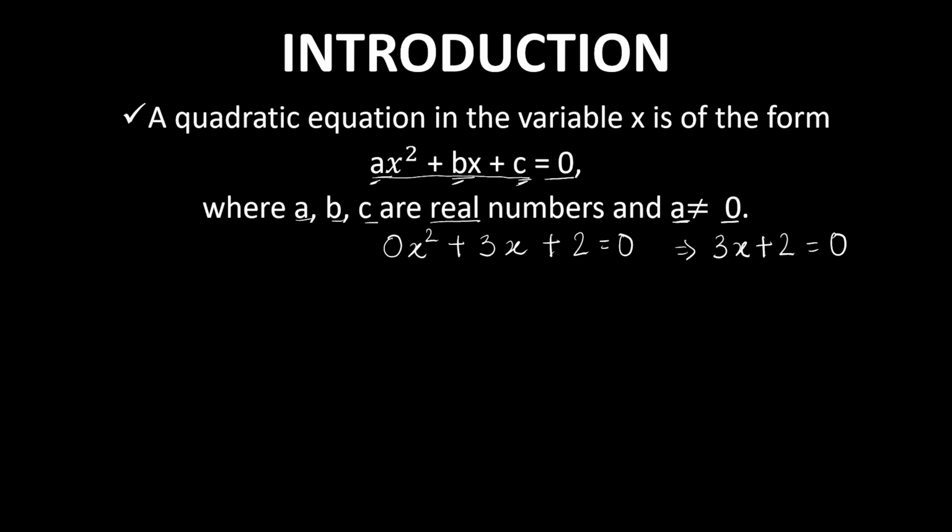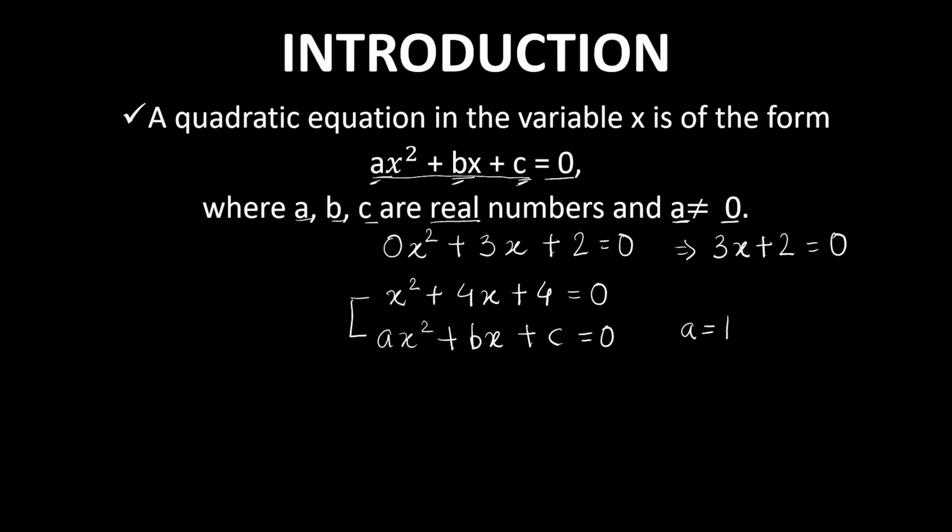So for example, if I am saying x² + 4x + 4 = 0, let's say this is my quadratic equation. Over here, compare it with ax² + bx + c = 0 and try to find out the values of a, b and c. What is a? If you compare these two, what is the value of a? a is the coefficient of x², which is 1.